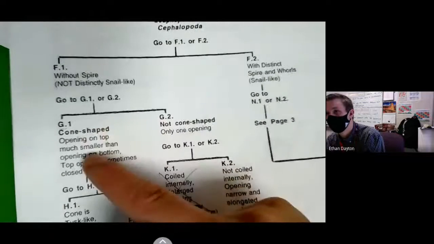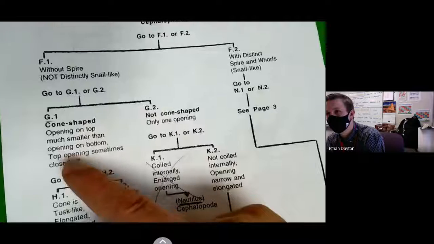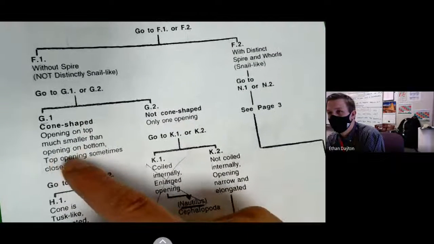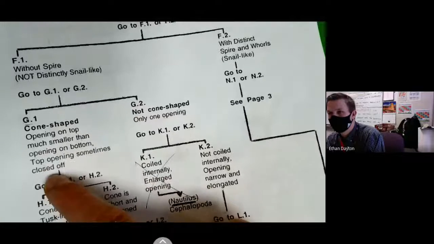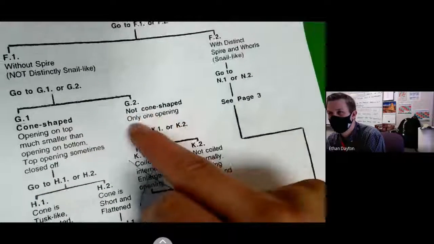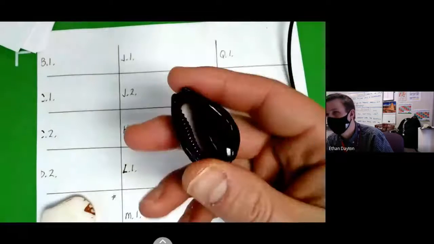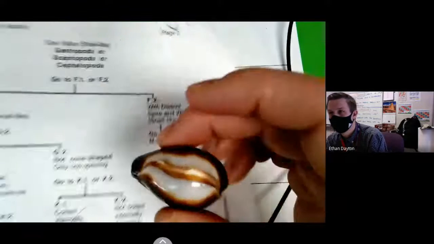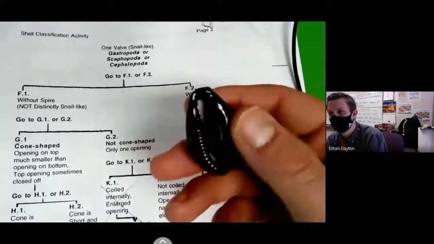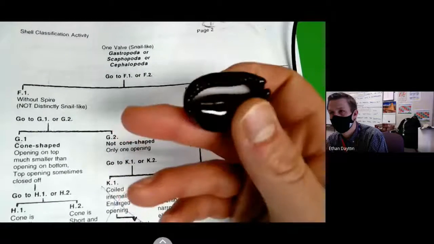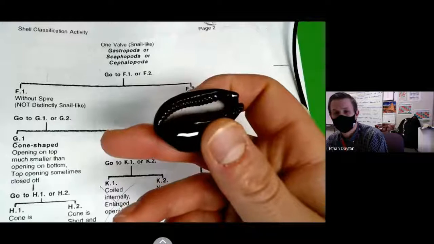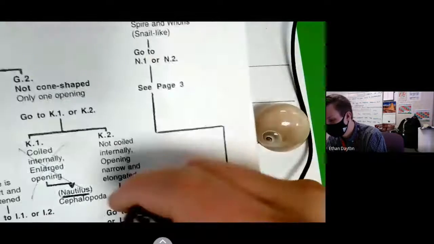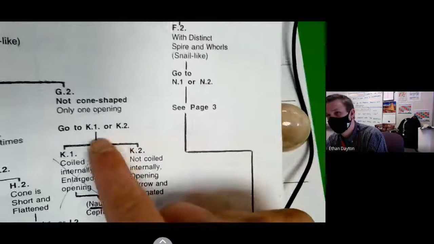Is it cone-shaped? Is the opening on top much smaller than the opening on the bottom? Top opening sometimes closed off? Or is it not cone-shaped at all, and is there only one opening? What do you think, Riley? Is there one opening or two openings on this? There is one opening. Bingo. All right. So we're going to go to K1 or K2.